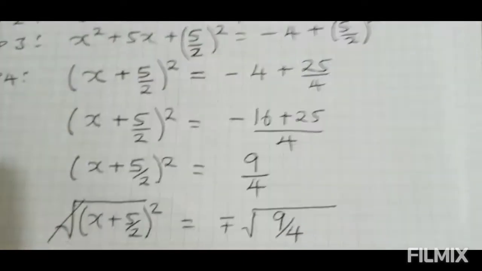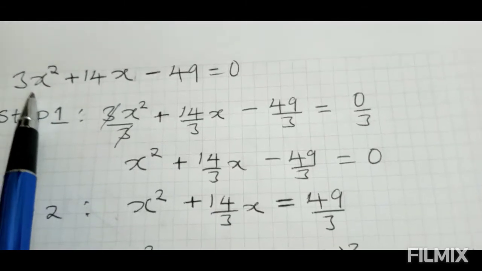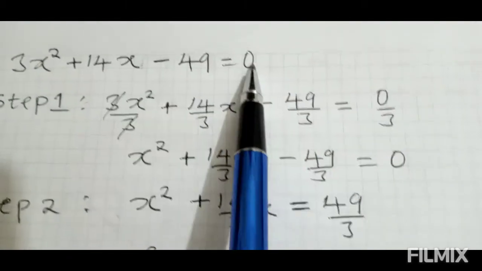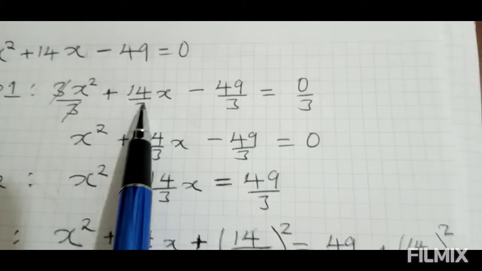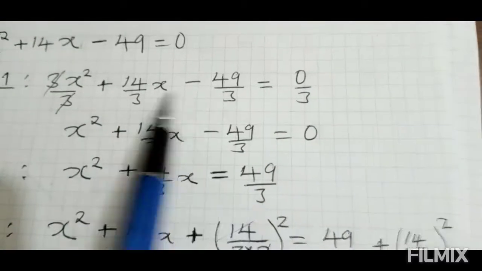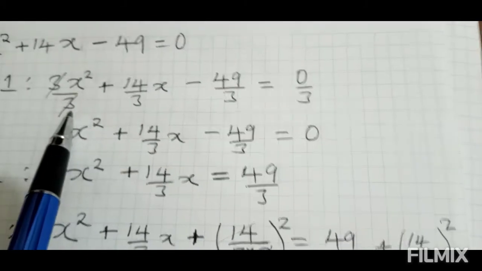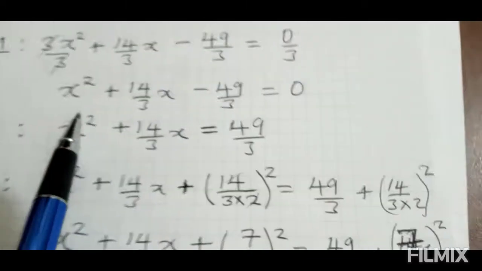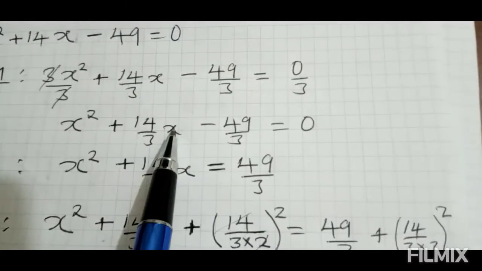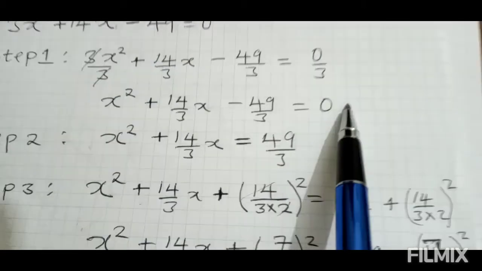Now let's look at the last example. 3x squared plus 14x minus 49 is equal to 0. Step 1, make sure that the coefficient of x squared is 1. So how do we make the coefficient 1? We divide by 3. We divide every term by 3. So 3 over 3, 14 over 3, minus 49 over 3, 0 over 3. So we have now x squared plus 14 over 3x minus 49 over 3 is equal to 0.